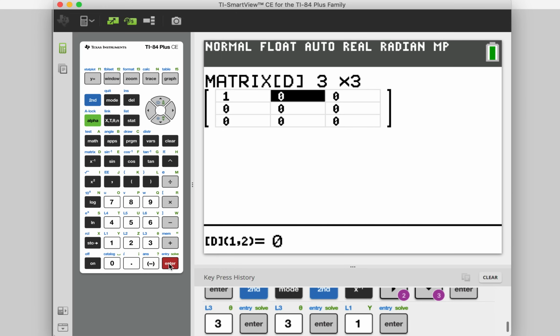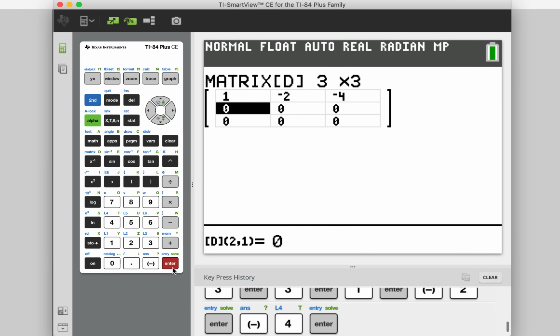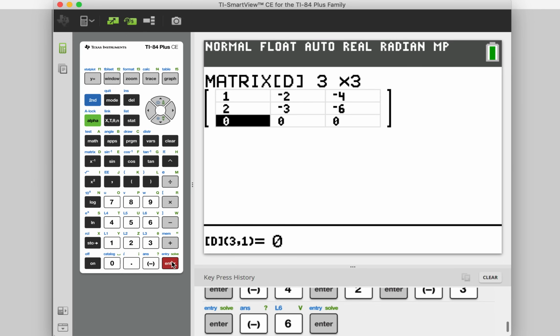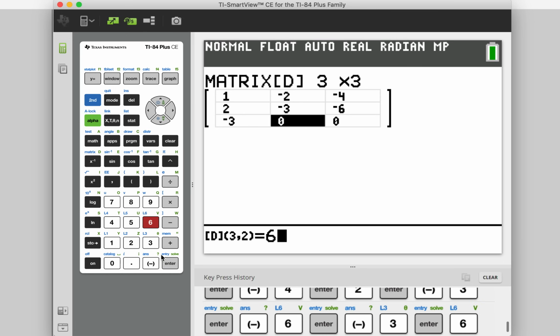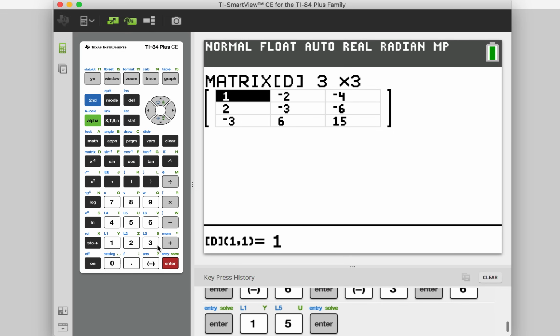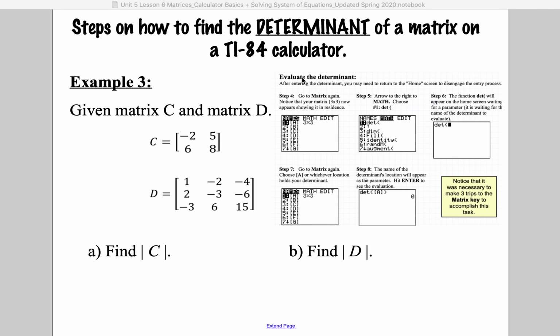And then I will enter in matrix D. Some of you are probably getting pretty quick at this. You may be typing it in quicker than I am. So I got 1, -2, -4. Next row, 2, -3, -6, -3, 6, 15. And then just remember once again, once you are done, to get out of there, we go second, quit. Okay. So our steps 1 through 3 essentially were how to enter in our matrix.